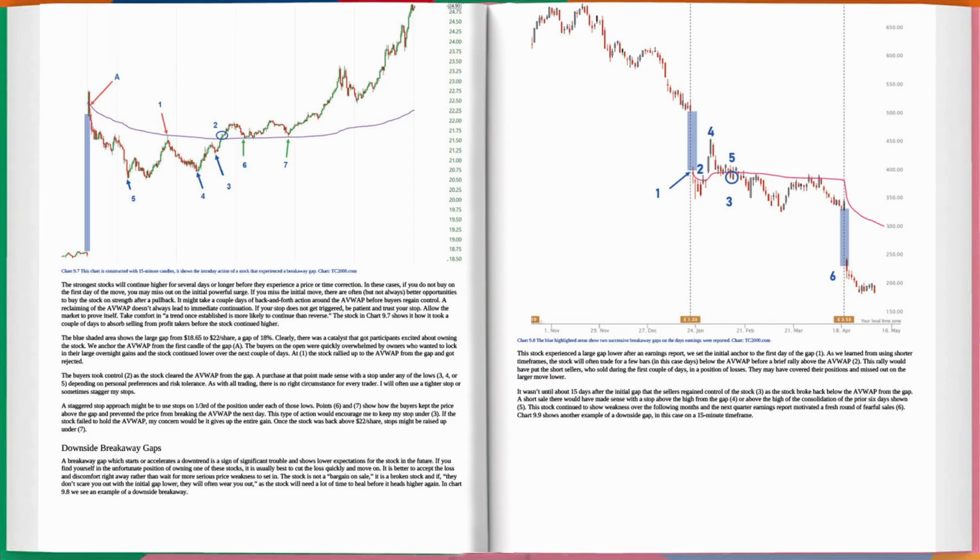Points 6 and 7 show how the buyers kept the price above the gap and prevented the price from breaking the AVWAP the next day. This type of action would encourage me to keep my stop under 3.